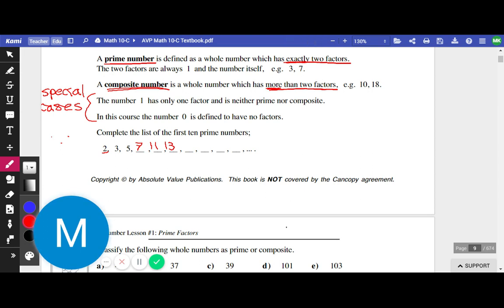So the next one would be 17. The only way to really know if something's prime is to test it out. Take it, divide it by things. If it doesn't work, then you're good. The next one would be 19. 21 can be divided by 7, so that one isn't prime. 23 can't be divided by anything, so it would be my next prime number. 25 can be divided by 5. 27 can be divided by 9. 29 can't be divided by anything.